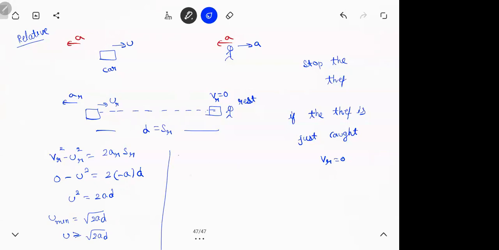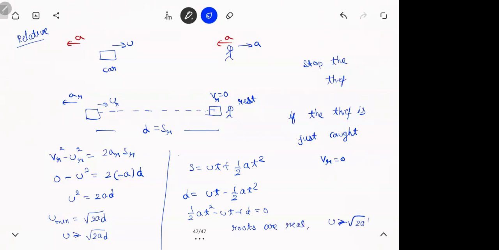Or you could have done it this way also. You can say S is ut plus half at square, that is d, and this is ut minus half at square. It's a quadratic equation. Again, the root should be real. You can refer to the previous problem. U should be greater than or equal to root 2AD. If you see, the answer comes quite fast. So you can use either one of them and you can still get the answer. Saves you time, nothing much.